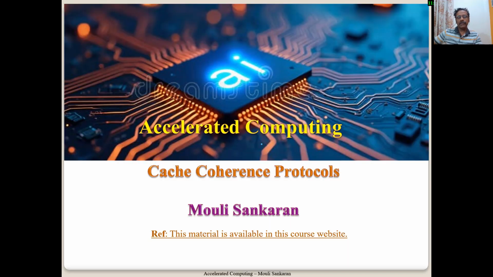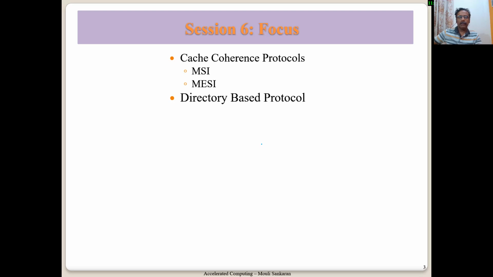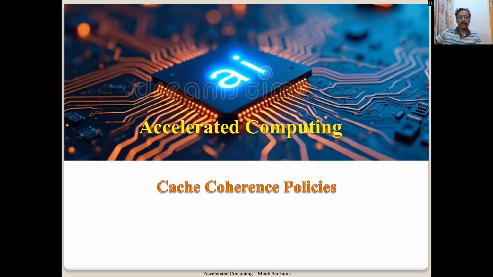Here we are going to actually see an implementation of cache coherence protocol. Couple of them we'll see. Most popular one, MSI and MESI. And then directory based protocol, I'll just touch upon it and we are not going to be covering it in detail or trying to understand the intricate functioning of directory based protocol. It's only an overview.